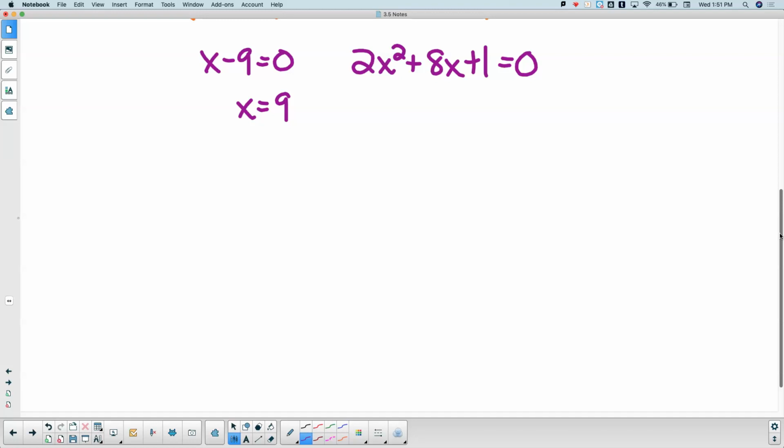How do I solve quadratics if I can't factor them? You're going to groan when I write it down. I can guarantee it. And I'm going to tell you, you're going to have to embrace it. The quadratic formula.